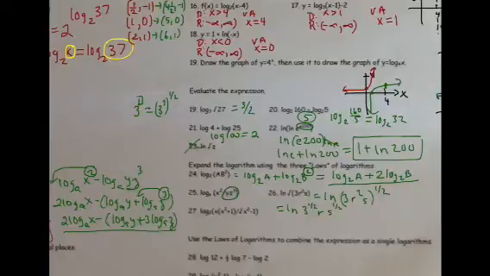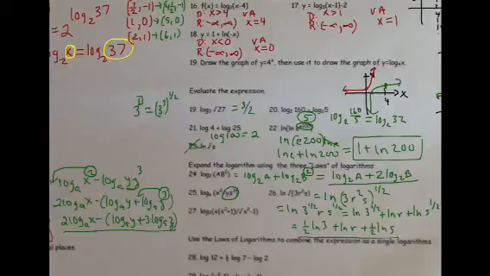So now we could separate it. So it's natural log of 3 to the 1/2 plus natural log of r plus natural log of s to the 1/2. And the final step is to bring the exponents down. So this becomes 1/2 natural log of 3 plus natural log of r plus 1/2 natural log of s. And this is as much as you do. Okay.